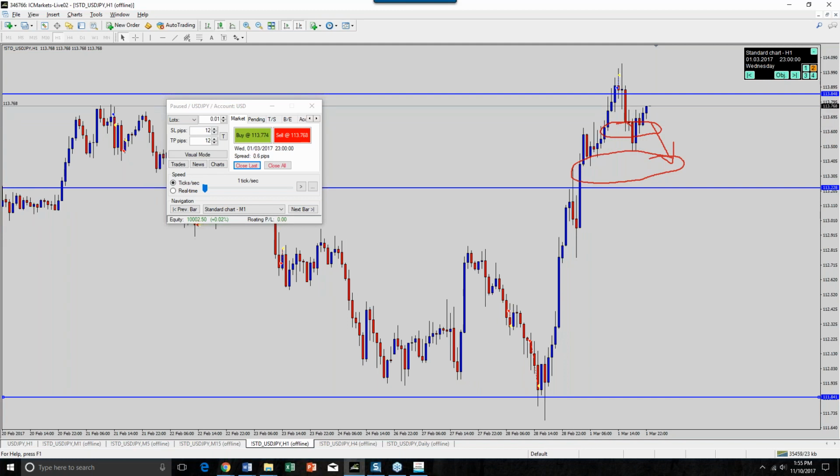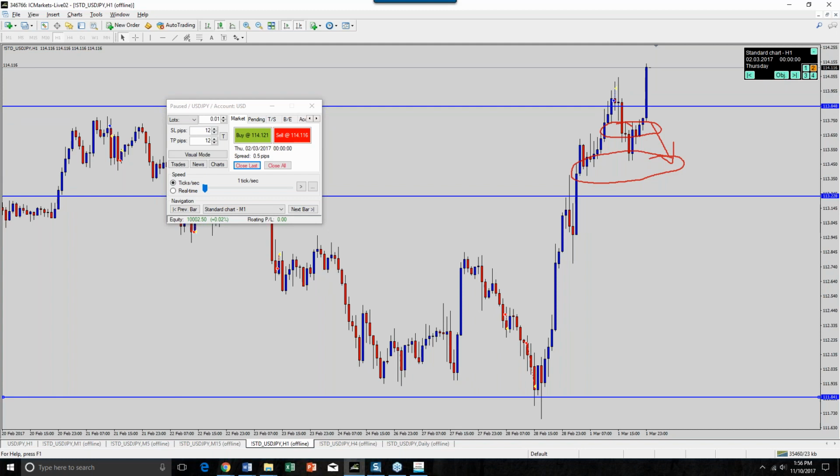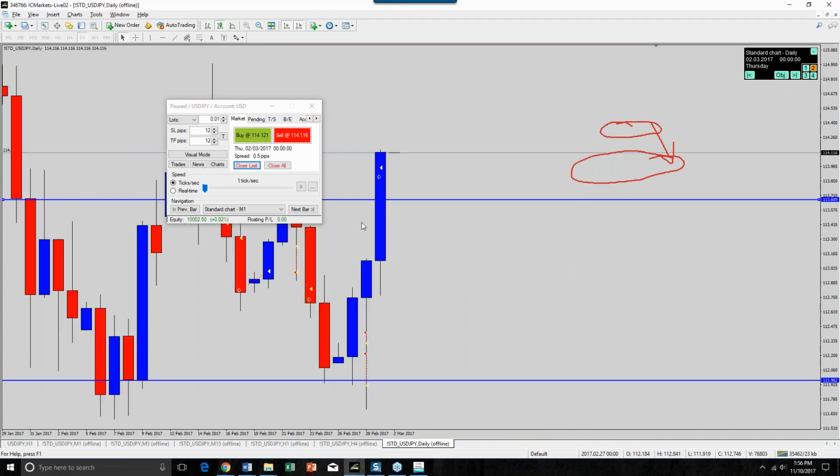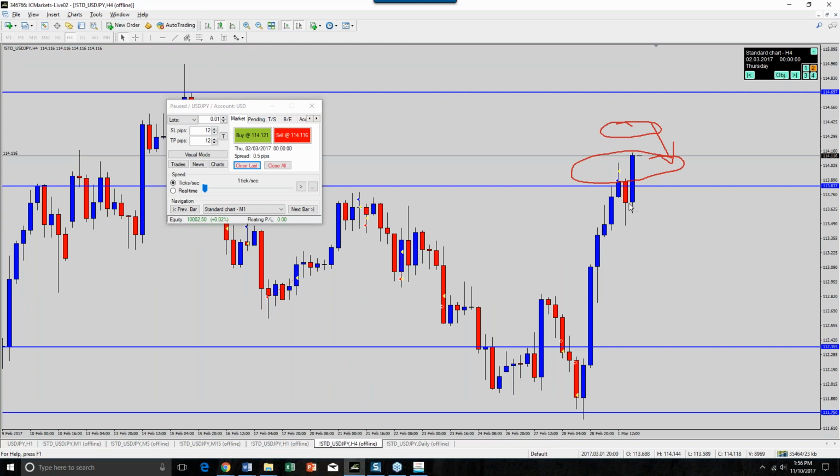Pulling back. And we broke through now. Let's take a look. Daily was still up, so we filled that daily wick. 4 hour, pull all the way down, pull all the way back up. We had that wick fill at that point.